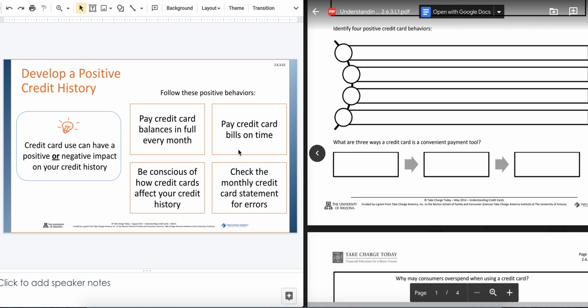Paying those credit card bills on time, even if we're not paying off the entire amount and we're just paying the minimum balance, making sure that we pay those on time is a huge benefit.